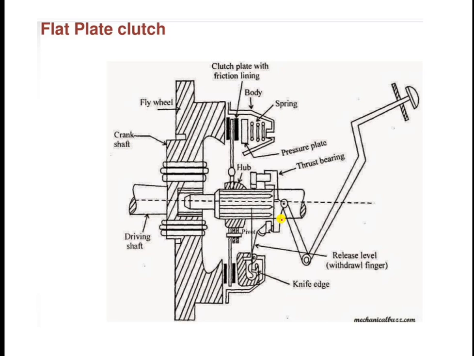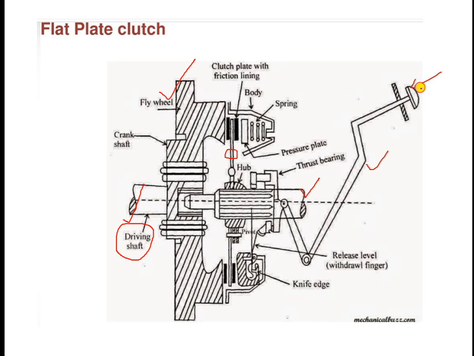It is the flat plate clutch. So this is the flat plate clutch. Now this is the driving shaft, the engine shaft, which is mounted and has this flange-like structure, which is nothing but the flywheel. To this flywheel, the other shaft has engagement and disengagement through this, and this is the driven shaft. This is the mechanical linkage.